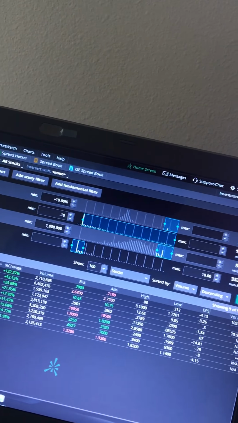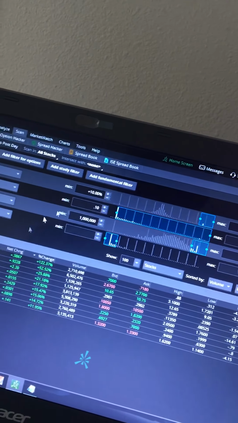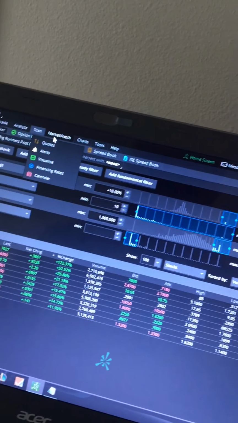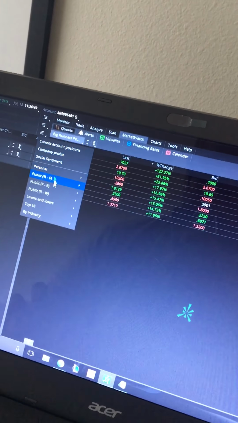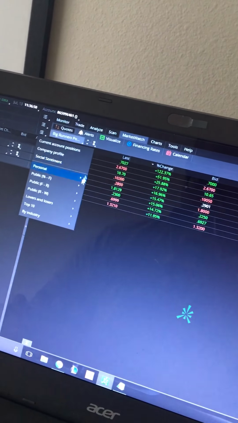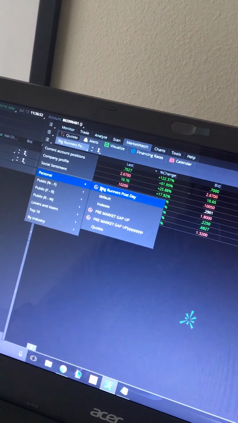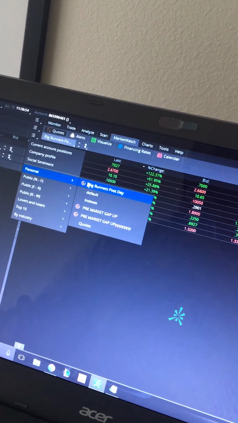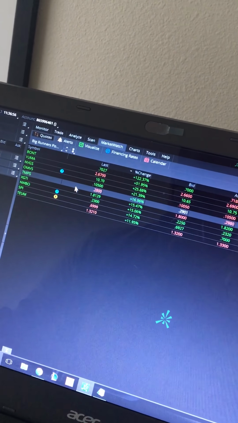Now, I'm not really worried about looking at the scanner on this page. I want to see stocks as they develop real time. So what I do is I go to my market watch and I go to the same thing. I go to right under quotes, click that, go to personal, and I load that preset scanner that I have set up onto my market watch page. So big runner post day, boom, and it loads all the scans.